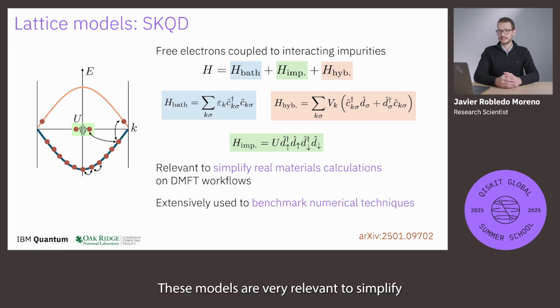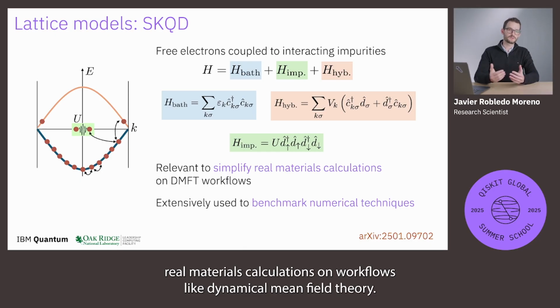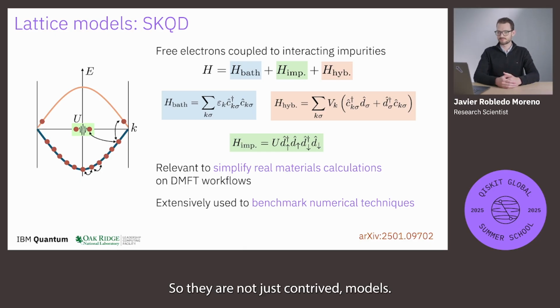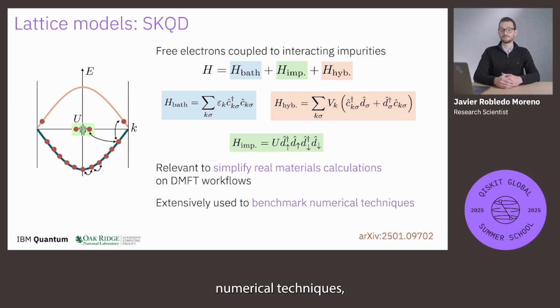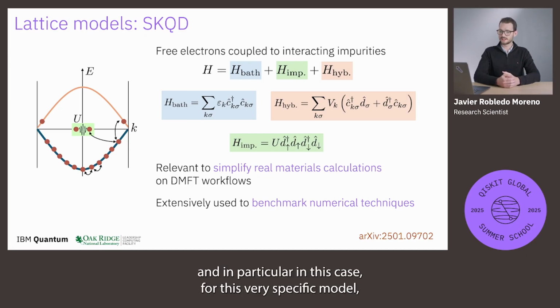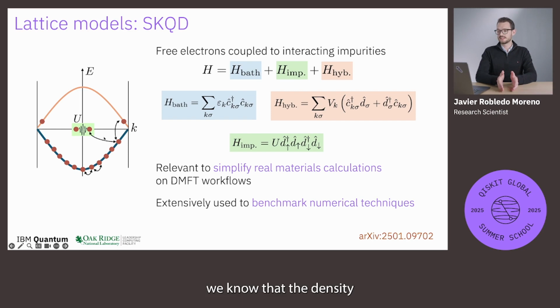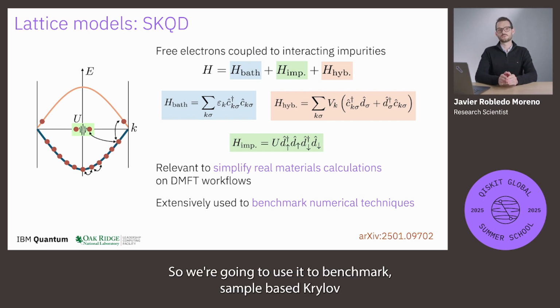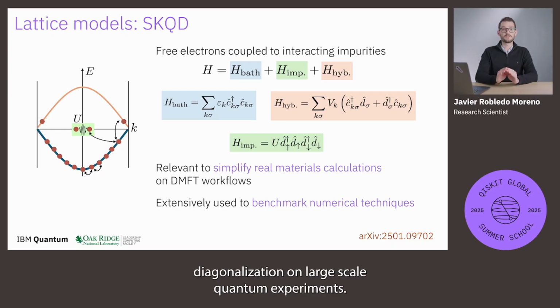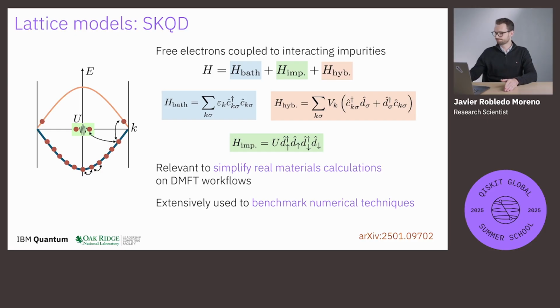These models are very relevant to simplify real materials calculations in workflows like dynamical mean field theory, so they are not just contrived models, and they have been extensively used in the literature to benchmark numerical techniques. And in particular, for this very specific model, we know that the density matrix renormalization group does a good job at describing its ground state properties, so we're going to use it to benchmark sample-based Krylov diagonalization on large-scale quantum experiments.